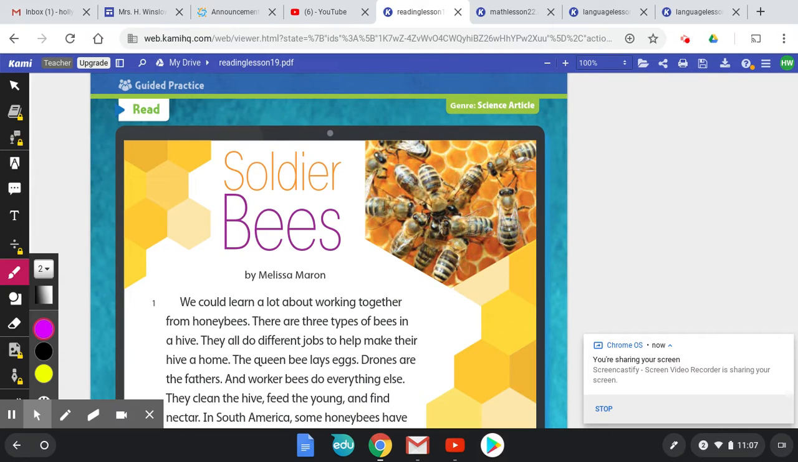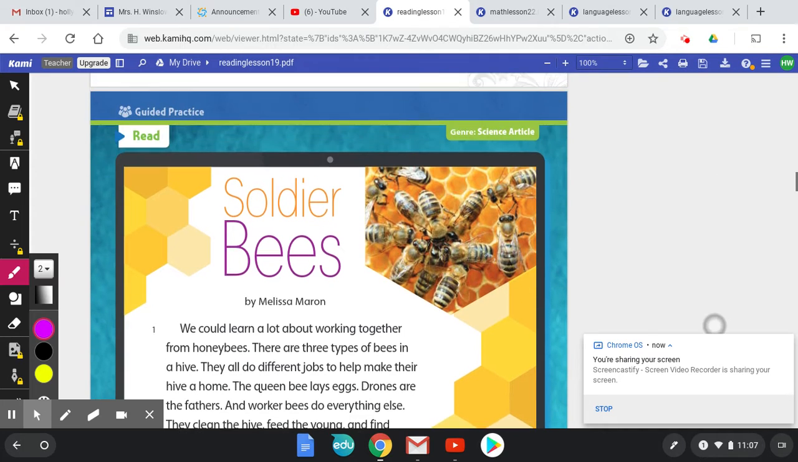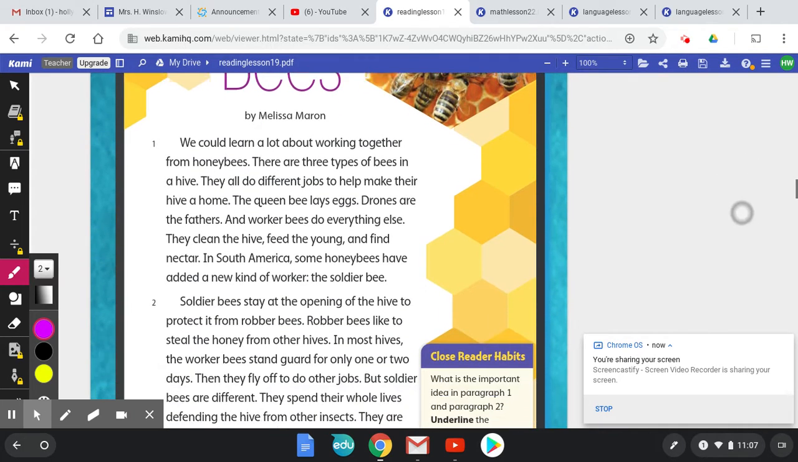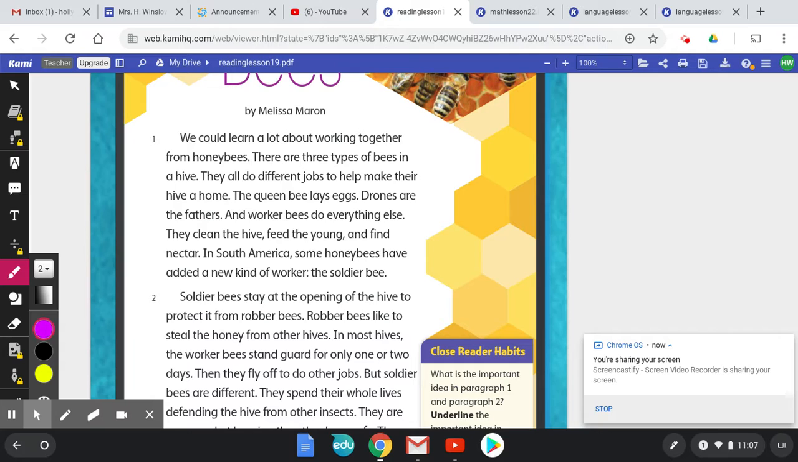Hey guys, this is day 3, and we're on pages 314 and 315 in your reading workbook, and we are continuing our discussion about identifying reasons that authors use to support ideas. So, you should have read the article "Soldier Bees," and this was a science article. It was pretty cool, I thought.